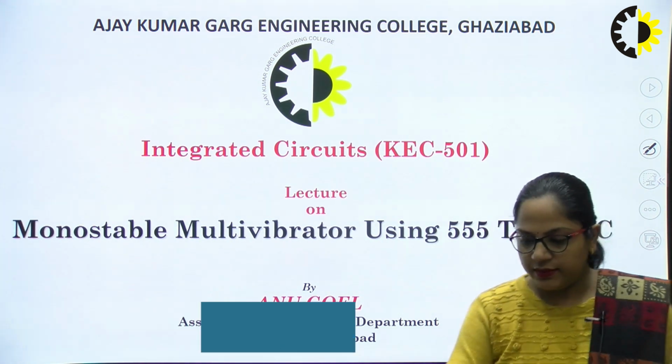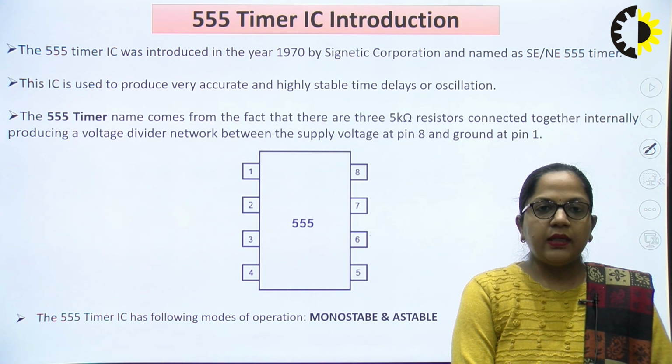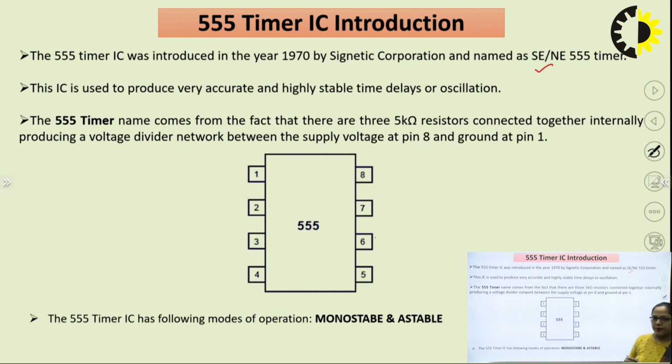So let us start with the introduction of the 555 timer IC. As we already know, we can realize multivibrators with the help of an operational amplifier, and with the help of the timer IC, that is the 555 timer IC, we can realize the same multivibrator. What is the 555 timer IC? It was introduced in the year 1970 by Signetic Corporation, and it is named the NE/SE555 timer.